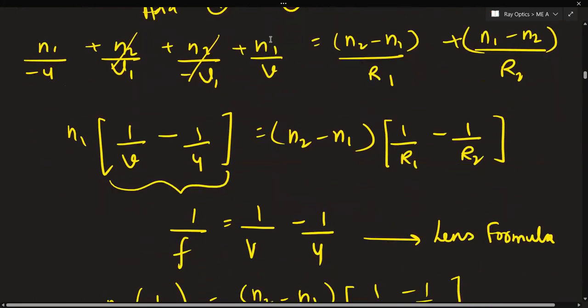Now see, on the left hand side, n1 can be taken common from both of these. So from here we are left with 1 by v, and from here we are left with minus 1 by u. And on the right hand side, I have taken n2 minus n1 as common. But do you see n2 minus n1 here? This is n1 minus n2, no? So if I take n2 minus n1 common, here I have to put a negative sign, then only I can take n2 minus n1 common. So those steps are there. Clear? Yes, sir.